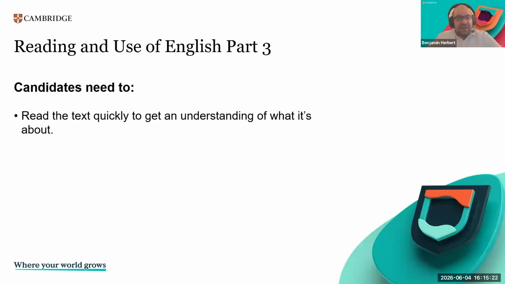So just to go through that in a bit more detail, what we would ideally hope our candidates would understand in terms of technique is that they should try to read that text quickly at the beginning, just skim it to get the gist and a general understanding of what it's about. Because as we'll see later, it's that understanding of the meaning of the text that can make the difference when it comes to selecting the correct answer.